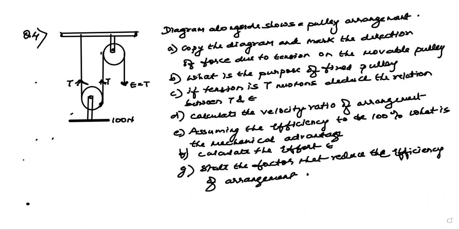Now the next part, B part. What is the purpose of the fixed pulley? So the solution starts from here. This diagram, I told you children, was the diagram of A part as the answer. Now B part answer. They're saying, what is the purpose of the fixed pulley?